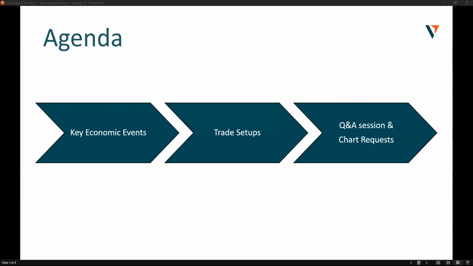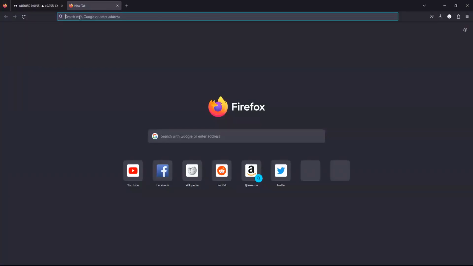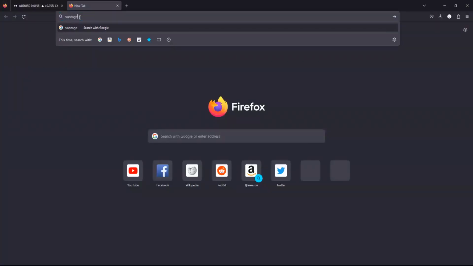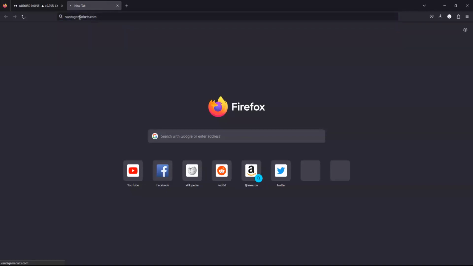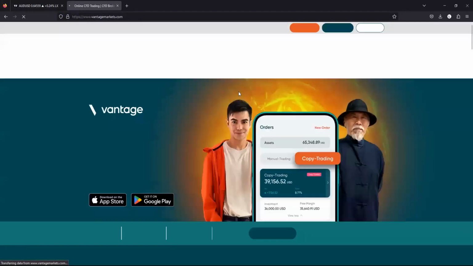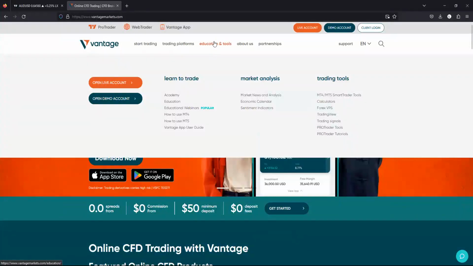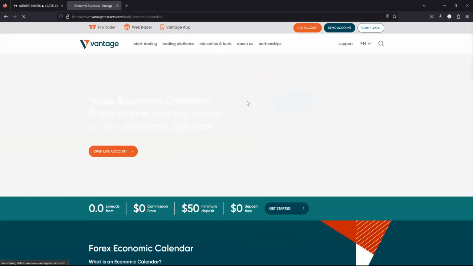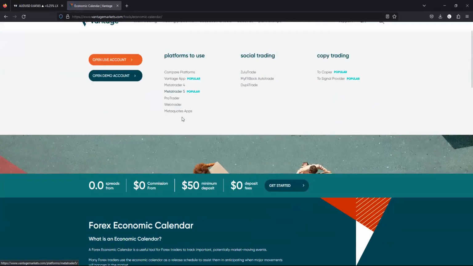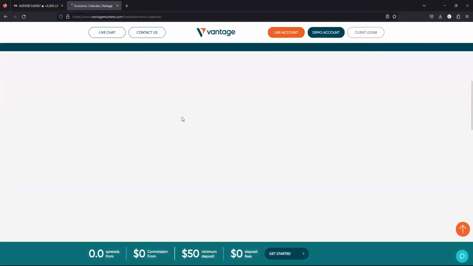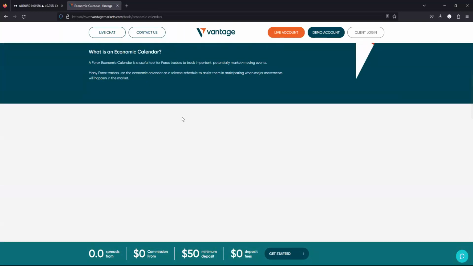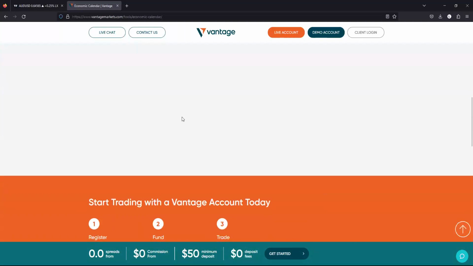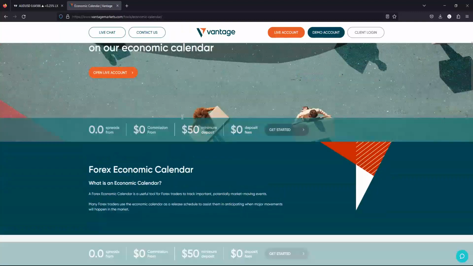I hope that you can see my screen. For the economic calendar, usually I'll use the one on the Vantage Markets website. You can just go to Education and Tools, Economic Calendar. This shows the majors as well as the emerging market currencies. Why is it important to take a look at this? It's because we want to be aware of any upcoming key events, especially those that will cause high volatility.